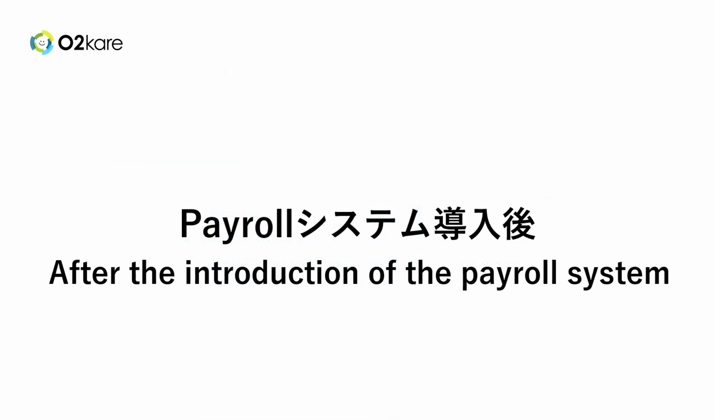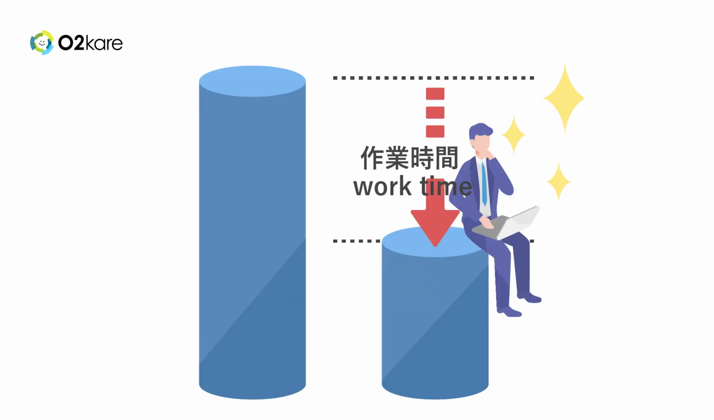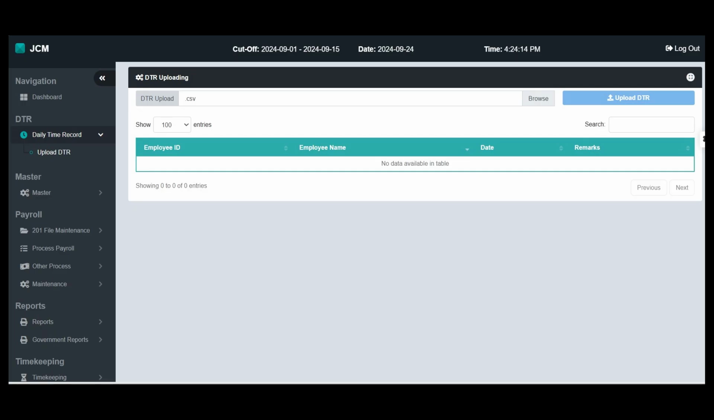Now let's look at what happens after you implement a payroll system. Introducing a payroll system will allow for accurate payroll calculations and reduce stress for employees. By introducing a payroll calculation system, Company A was able to halve working hours and reduce calculation errors to 0. Payroll reports can also be sent via SMS to mobile phones, eliminating the need for distribution time and the risk of incorrect distribution. From here, we will operate the payroll system.